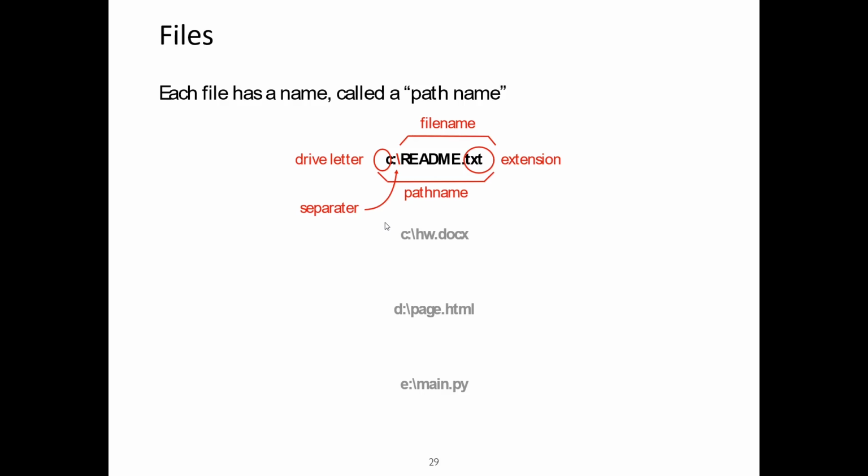Mac and Linux use forward slashes for their separators, and Windows uses backslash for their separators. This is going to be one of those key differences where your code runs well on your computer and you turn it in and we grade it and it completely fails and we give you a 0. It's that separator that's going to be a problem.